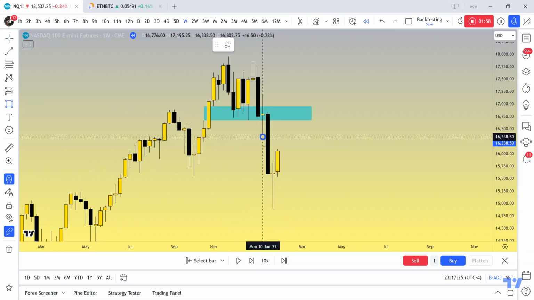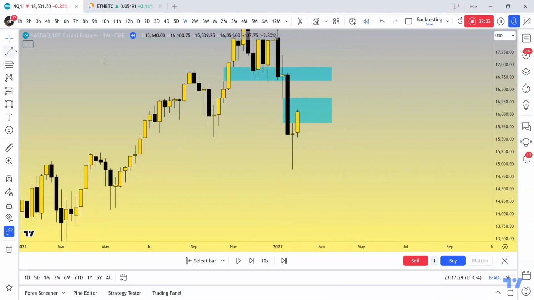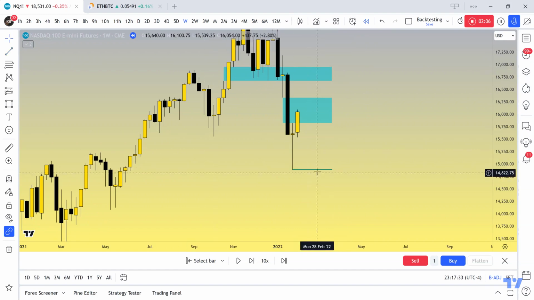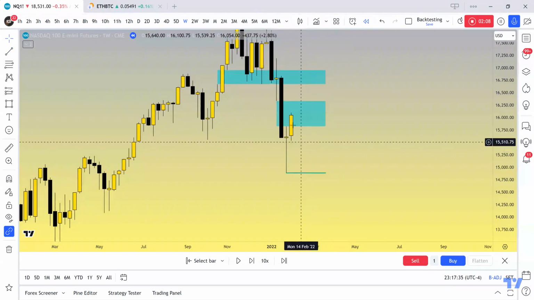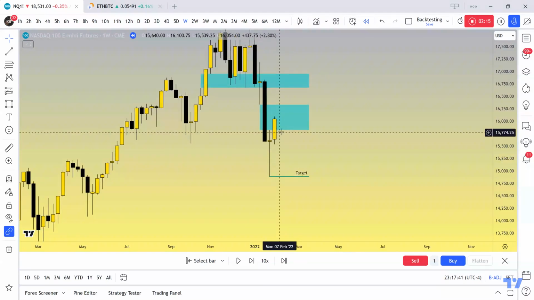Oh, all right, we got a gap here. This would be nice. Okay, so we can target the low. I like ones like this. Okay, so this is how it should be done.